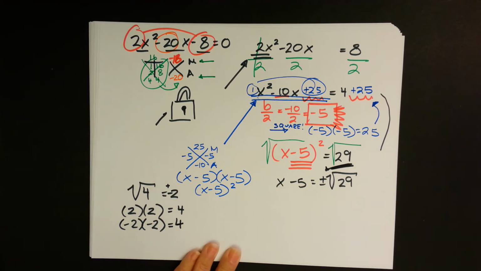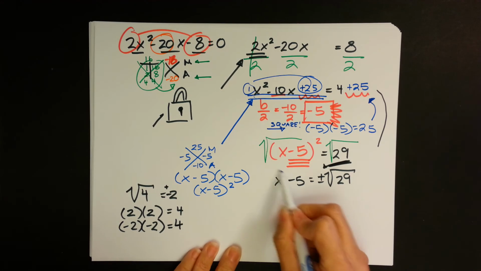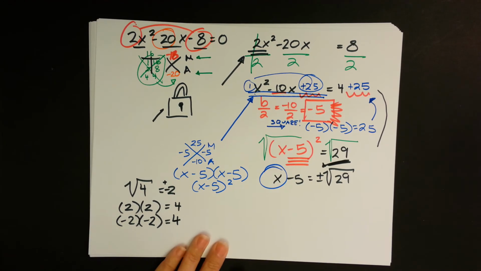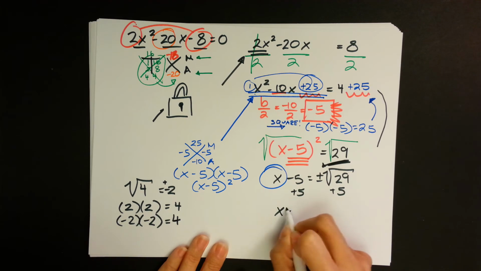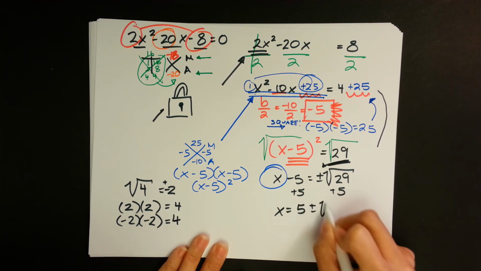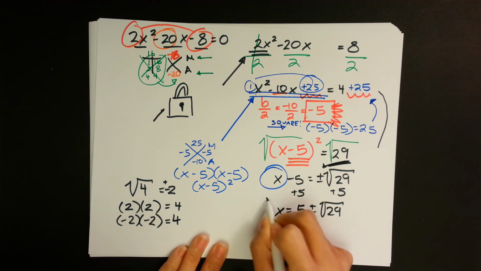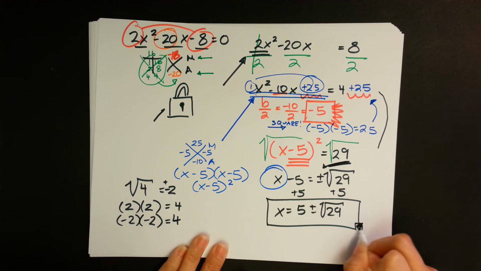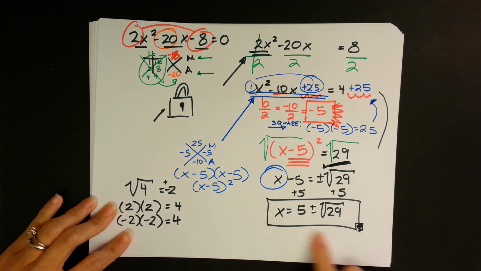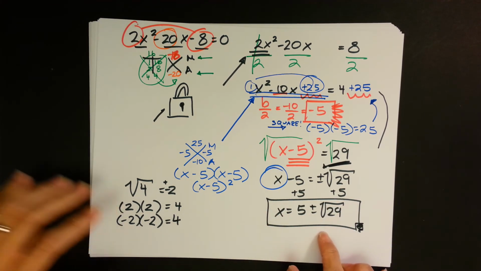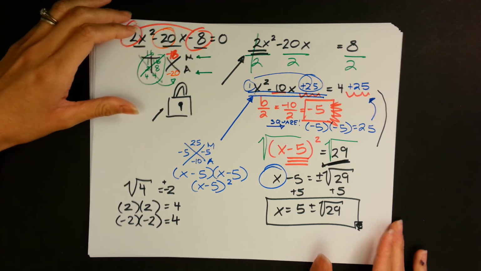Now, I am still, after all of this, not solved for x. So the very last thing that I'm going to do is add this 5 on both sides, and I get x is equal to 5 plus or minus the square root of 29. This is my final answer. So, seems like a lot of work. However, realize that this number you could not have obtained using our regular factoring methods, right?